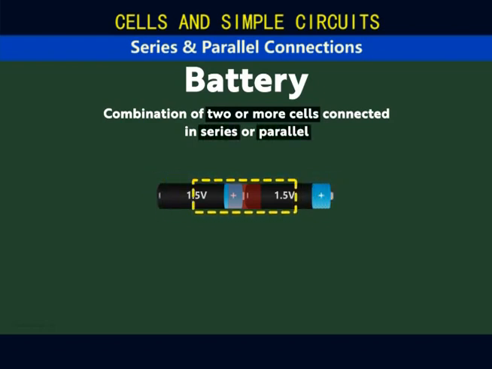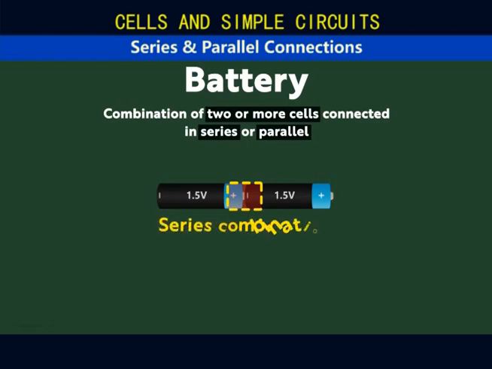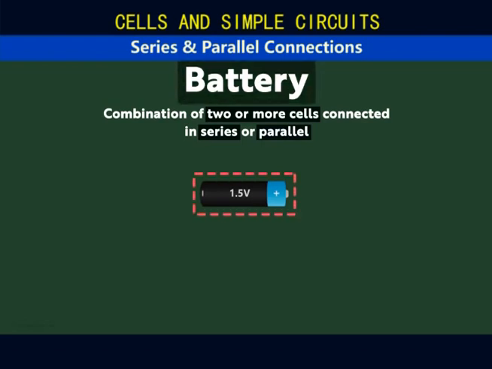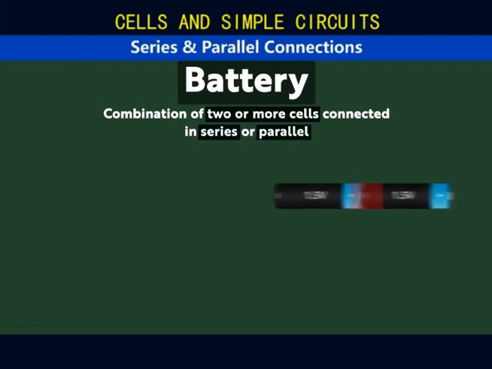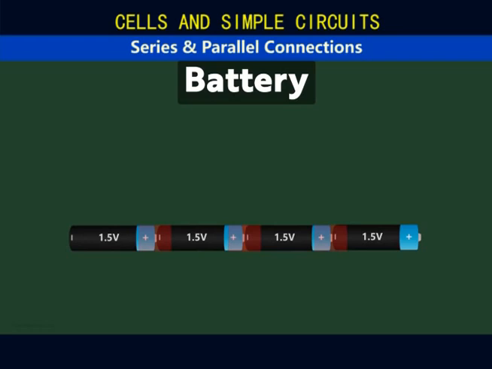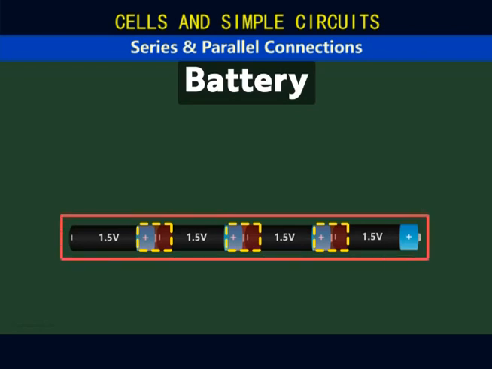If the cells are connected with their opposite terminals in contact with each other, this is called a series combination. The cells are said to be connected in series. In everyday life, we call this single cell a battery, but in physics, a battery is a combination of more than one cell. We can connect more cells in this combination as long as the positive and negative terminals are connected together. Even if four are connected together, it will still be called one battery.